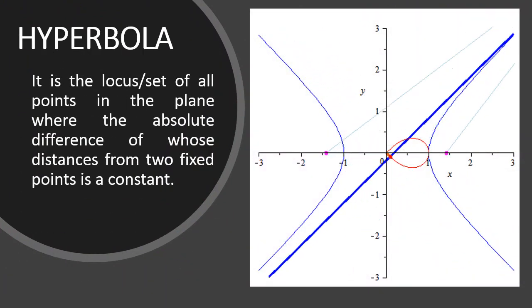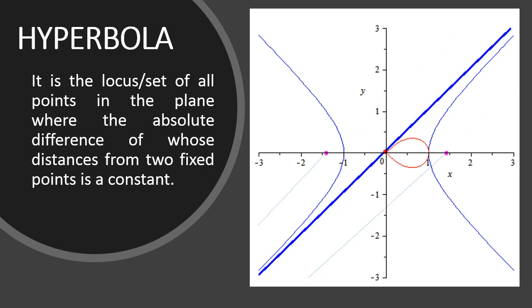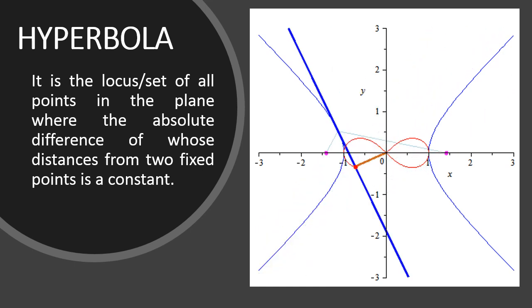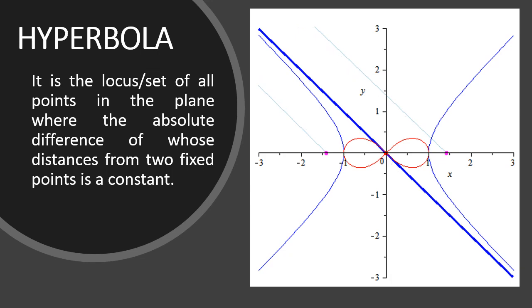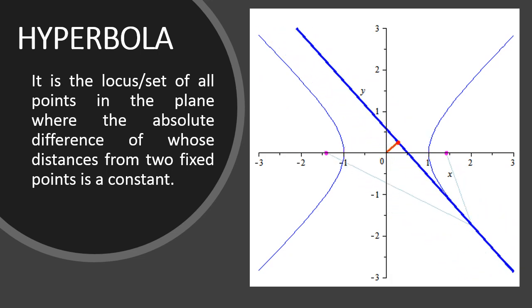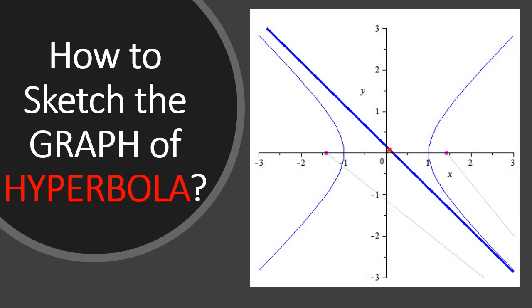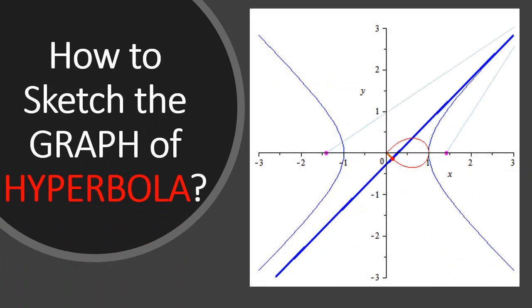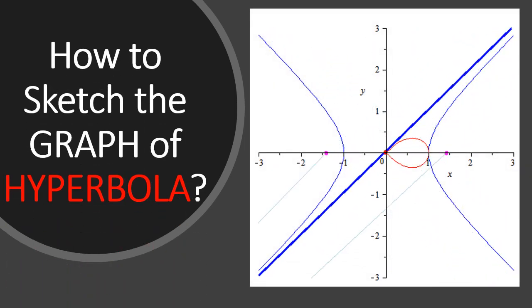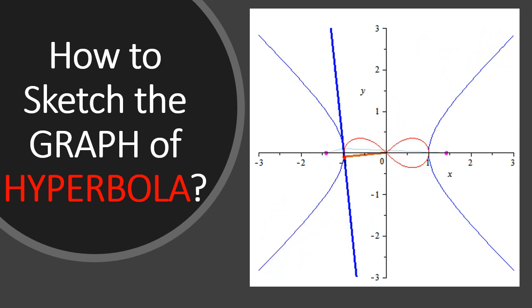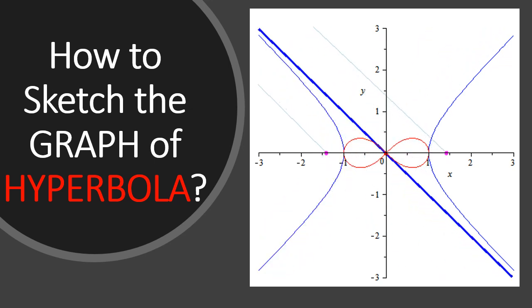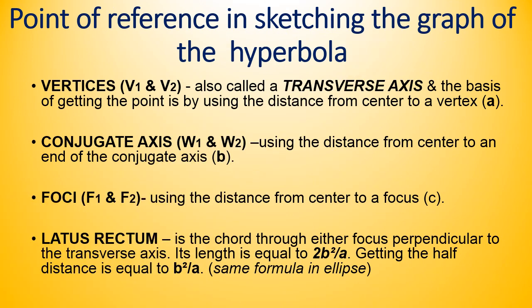Hyperbola is the locus or set of all points in the plane where the absolute difference of whose distances from two fixed points is a constant. Do you have any idea on how to sketch the graph of hyperbola and how to obtain the measurements to make the curve symmetrical? Before we sketch the graph of hyperbola, here are the points of reference and their meaning.